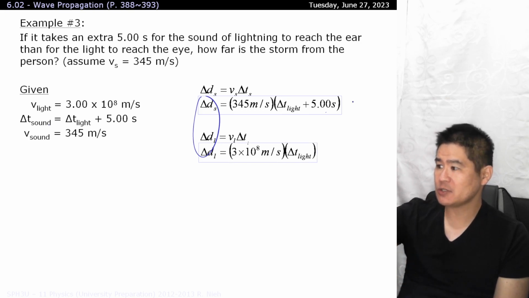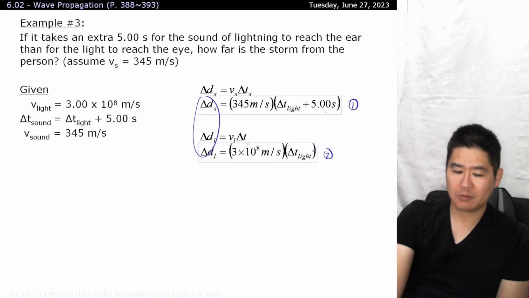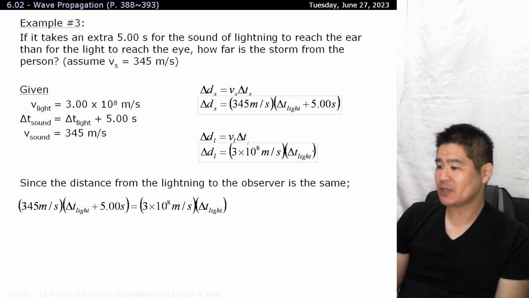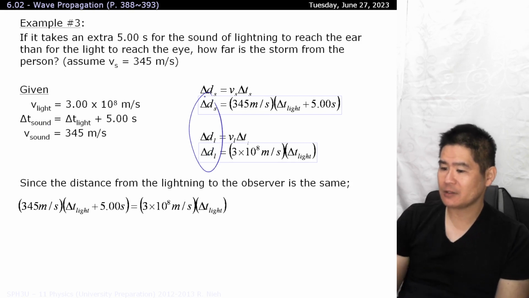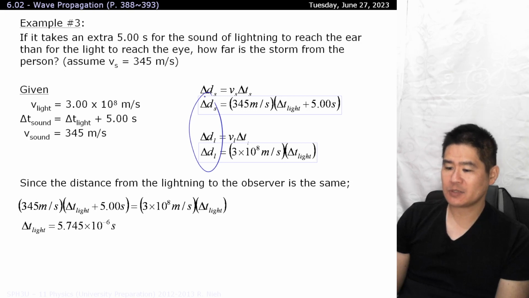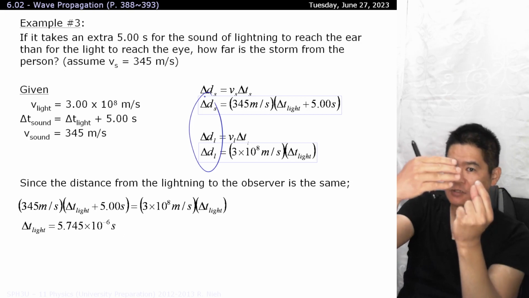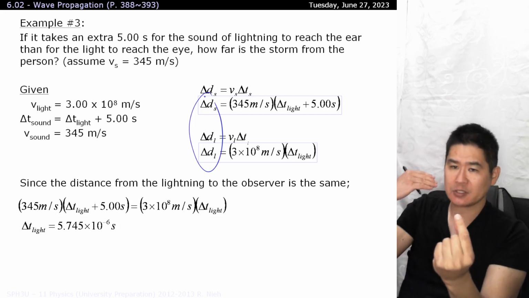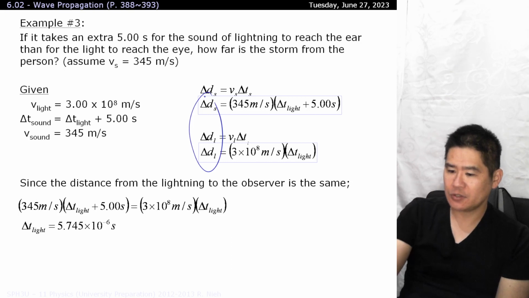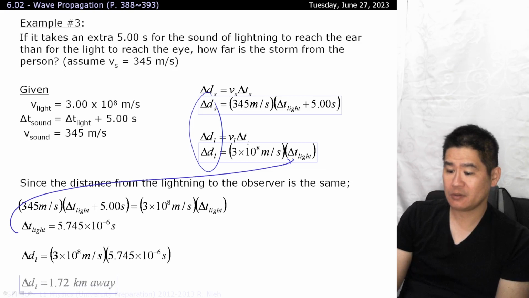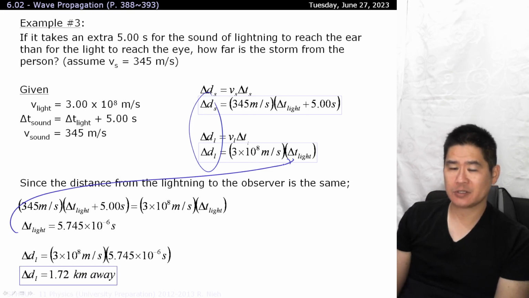So we end up with 2 equations with 2 unknowns. What you're going to do? That's right, sub and solve. So you equate them together as ds is equal to dl, expand, collect like terms, and simplify, and you'll get this: 5.7 microseconds. So it took 5.7 microseconds for the light to reach your eye, and then an additional 5 more seconds for the sound of that to eventually reach your ear. You could sub this into this formula here and calculate it through and take a look. It's the same answer as the super shortcut.